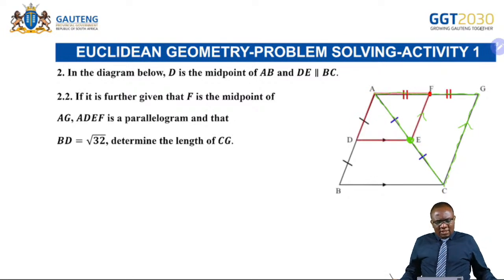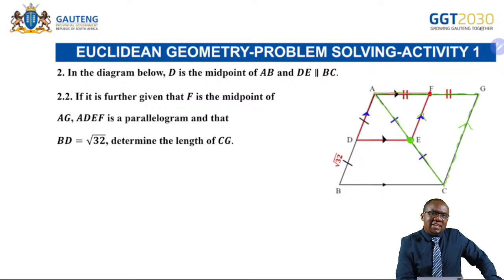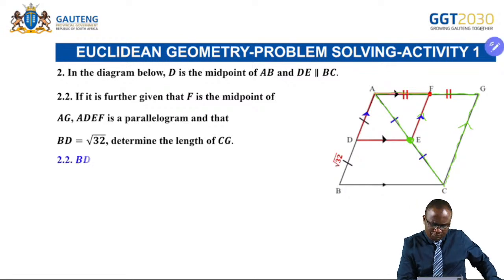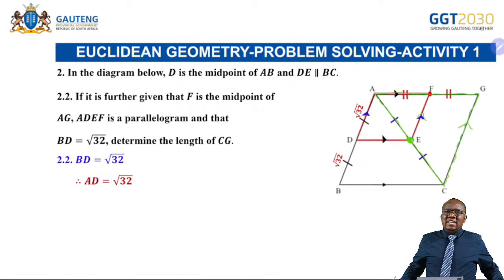Right, and then BD is root 32. I put that information there. This is a parallelogram. Right, BD is root 32. Okay, meaning that AD is also root 32. You're given that AD is equal to BD. So this is also root 32. Can we say EF is root 32? Yes, we can, because the opposite sides of a parallelogram are equal. Opposite sides of a parallelogram are equal and parallel.